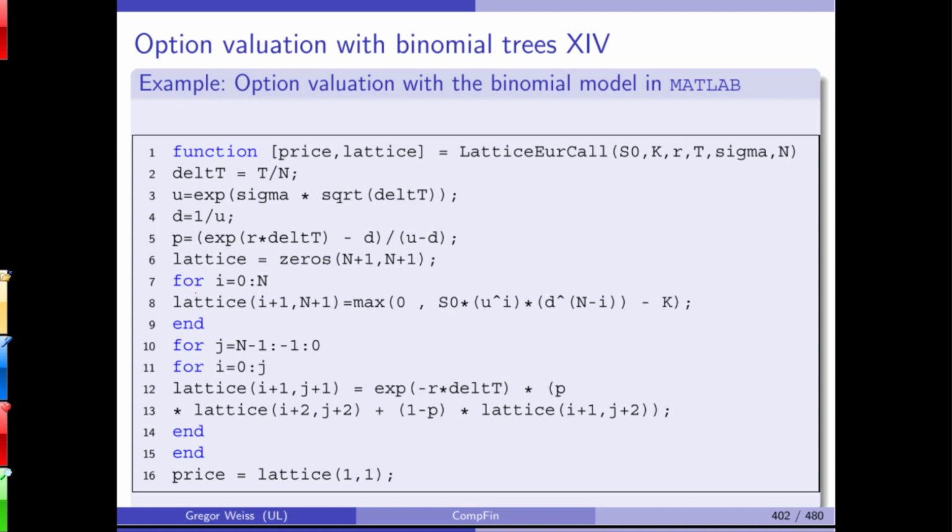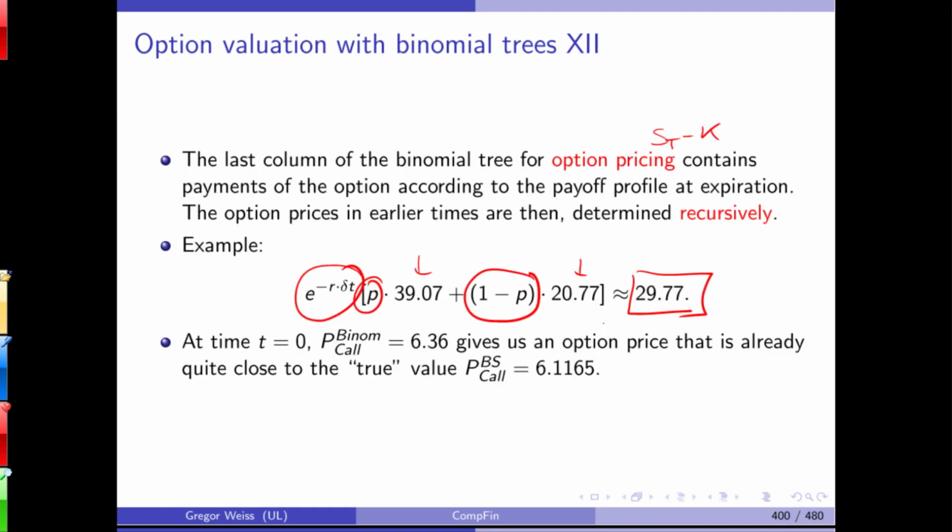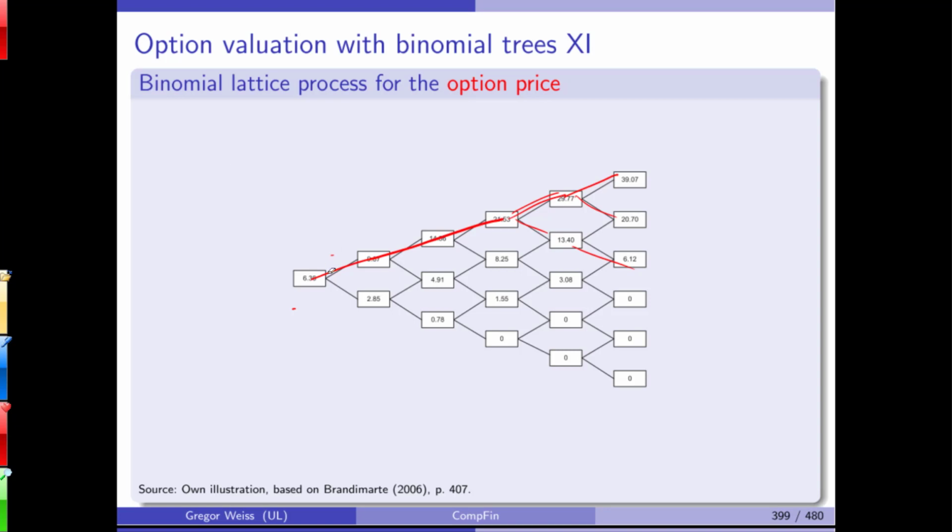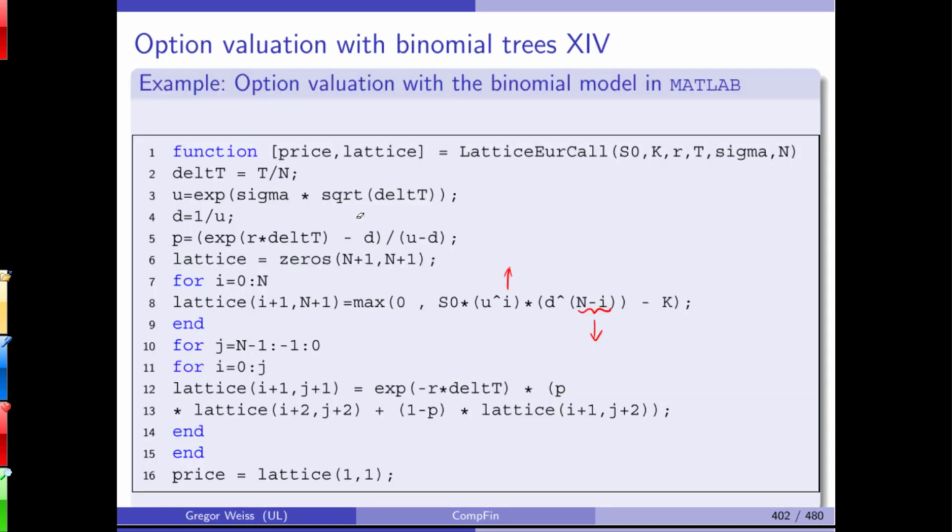And then for i being equal to 0 up to n, we initialize the lattice. Lattice(i+1, n+1) is what? The maximum of 0 and S0 times, and here you can see this, i times up and n minus i times down, minus the strike. So what do we do? In MATLAB, we start with a lattice. And as you can see, this lattice is what? It's a quadratic matrix with n plus 1 and n plus 1 entries.